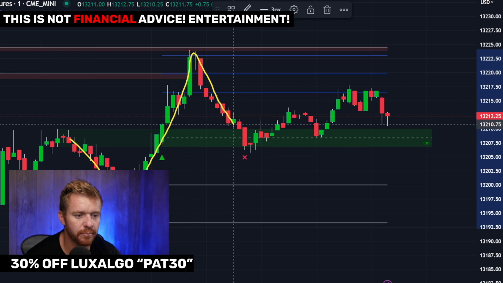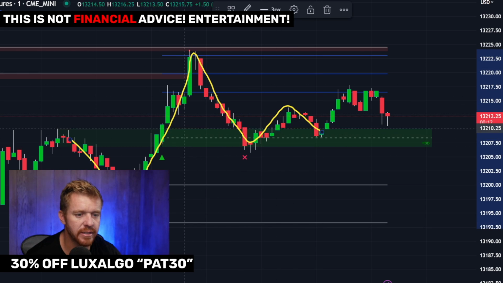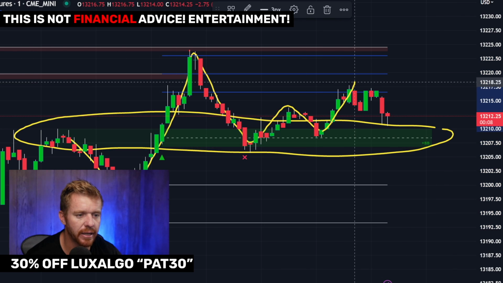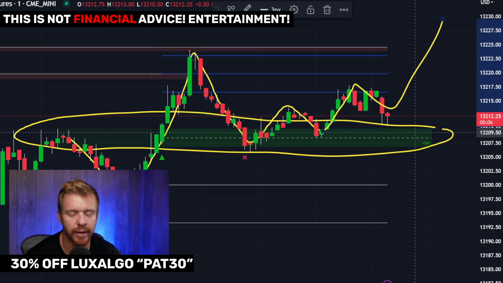Getting these moves up, getting the pullback, holding this area, turning this earlier area of resistance into support, and then getting that move up like that is what we're looking for.